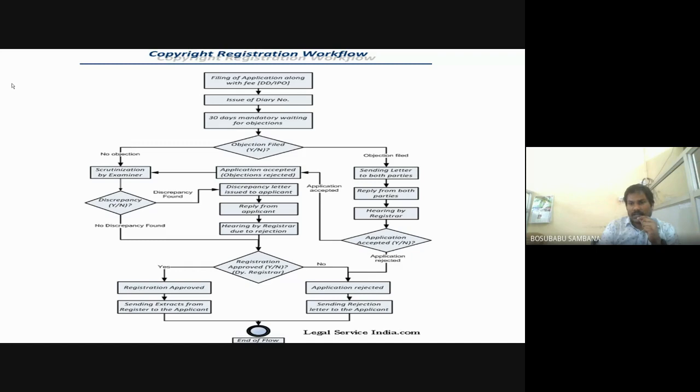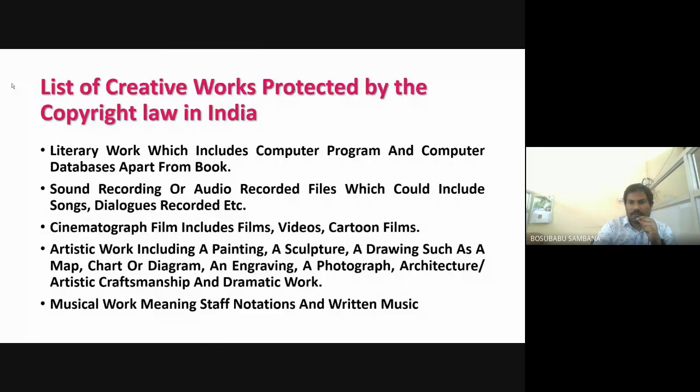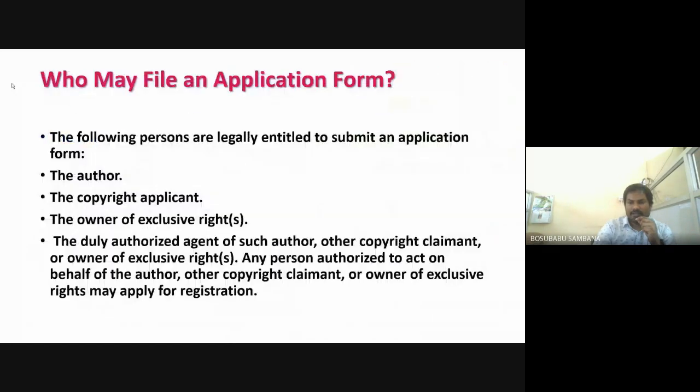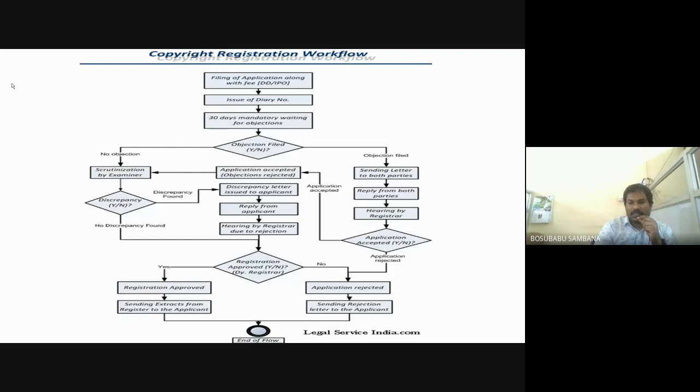If an objection occurs, the objection is filed, letters and replies are exchanged between both parties, and there is a hearing by the registrar. Once the application is accepted, it is scrutinized by the examiner. Finally, the clearance is given and the registration is approved by the Registrar of Copyrights, and an extract and certificate are sent. The certificates were already shown. This is the system.